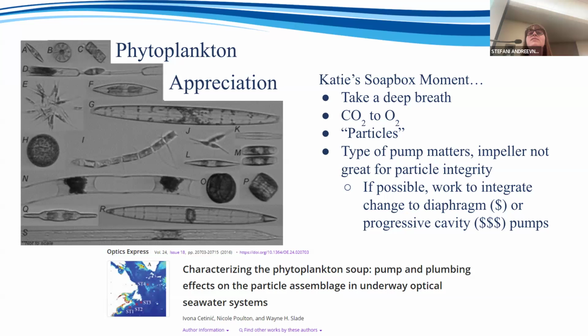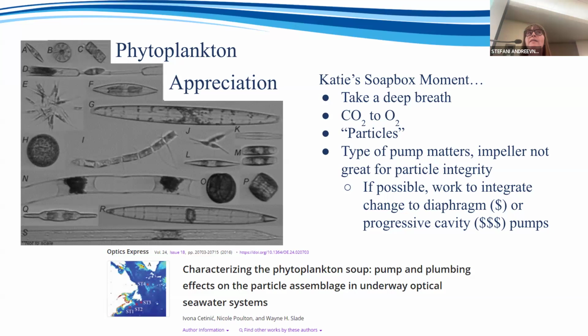I just want everybody to take a deep breath really quick. Just breathe in, breathe out. Isn't that nice? We like oxygen. So phytoplankton are responsible for a lot of that oxygen that you were just breathing. So we should be really nice to them. We want to understand phytoplankton dynamics, right? So we need to think about them more as particles.